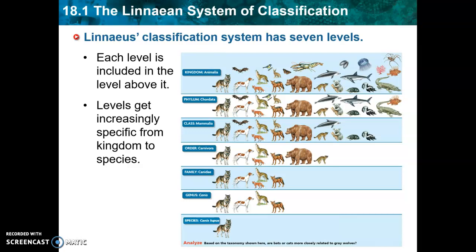And then we have family Canidae, which are the dogs and their relatives. Genus Canis, which would be dogs and wolves, coyotes, things like that. And finally, the species of the gray wolf is Canis lupus.